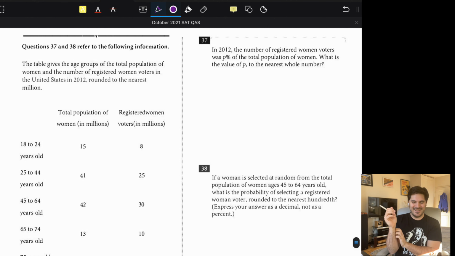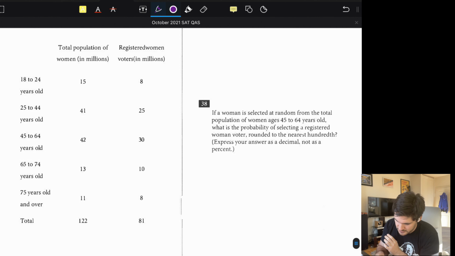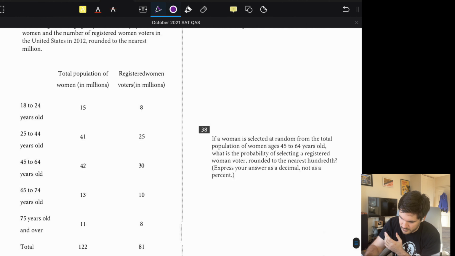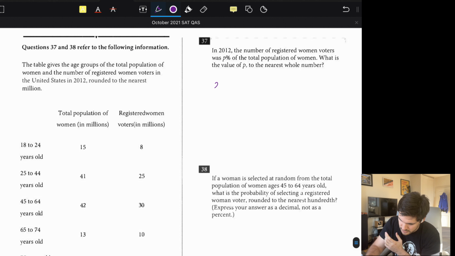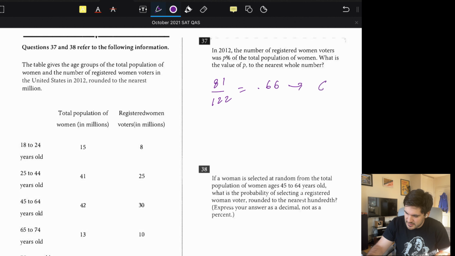Okay, almost done. In 2012, the number of registered women voters was P% of the total population. What is the value of P to the nearest whole number? It's 2012. Well, let's see. So that's just 81 over 122, which equals 66.66. So that's 66%. So our answer is 66.